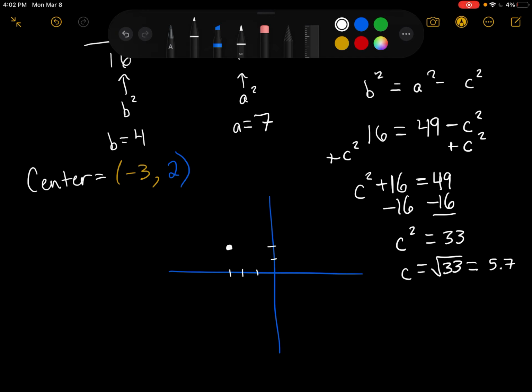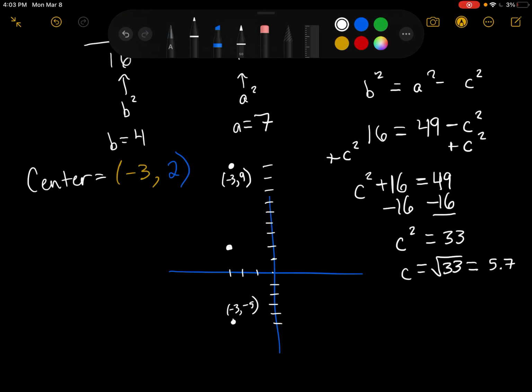And then next, we know that our a value is 7, and this is an ellipse that goes basically up and down. So we can go up 1, 2, 3, 4, 5, 6, 7. So up here. So that would be negative 3, comma 9. Then we also go down by 7. So 1, 2, 3, 4, 5, 6, 7. So that would be negative 3, comma negative 5 down.